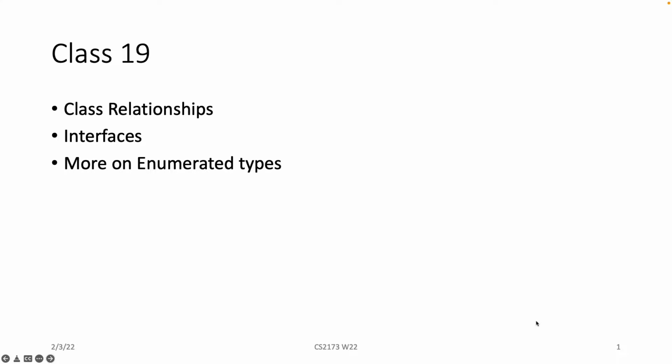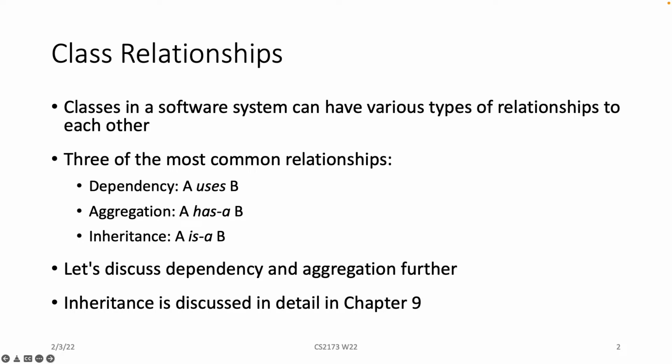Okay, class relationships, interfaces, and enumerated types today. So just for the sake of the recording, the three most common relationships: dependency, in which one class uses another class; aggregation, where you have instances of another class or other classes; and inheritance.